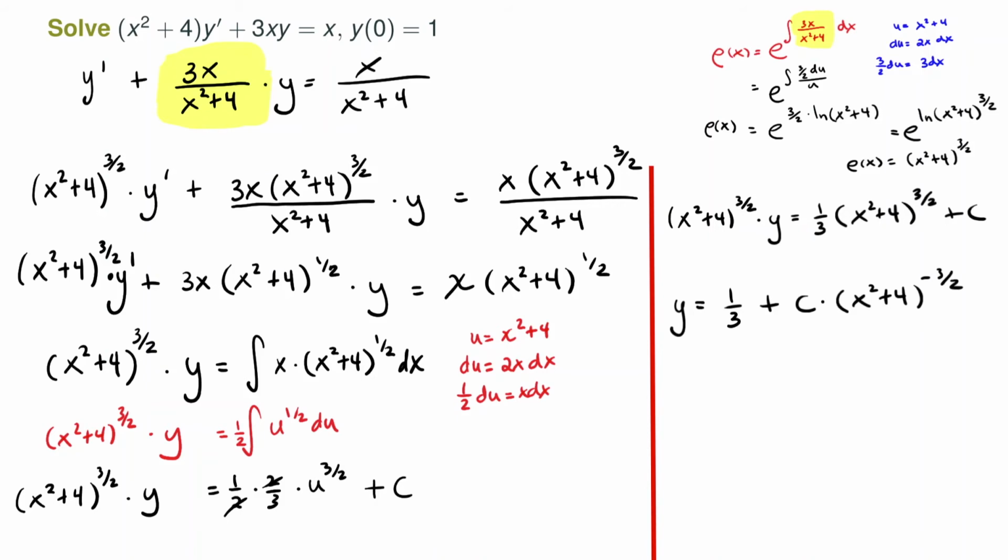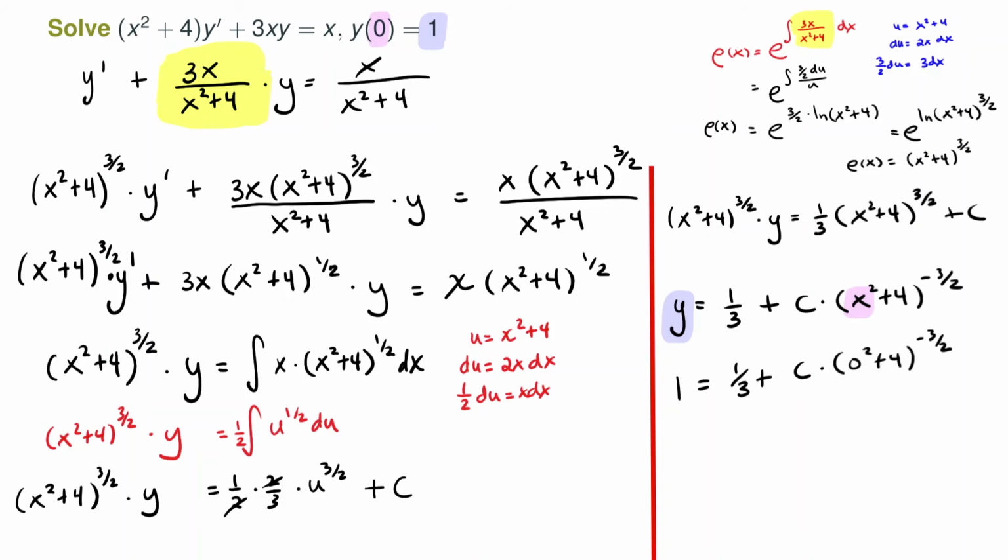We were given an initial condition, so let's substitute and solve for what c should be. So we substitute in 0 for our x, and we get 0 squared plus 4 to the negative 3/2 times c is equal to 1, and 1/3 added to that.